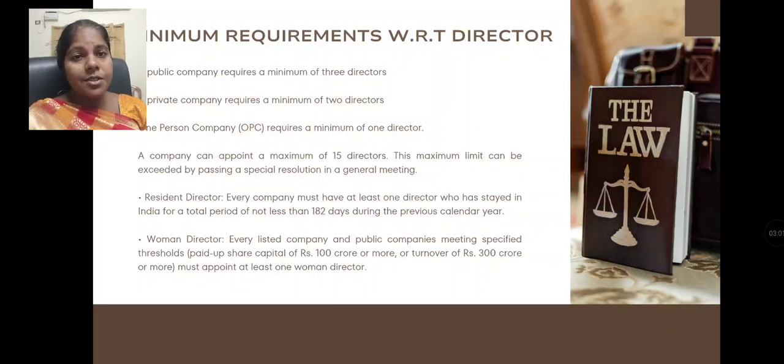So a company has to mandatorily have a resident director, then a woman director. Every company whose paid up share capital is greater than 100 crores and turnover above 300 crores, it is mandatory to have a woman director in the company.